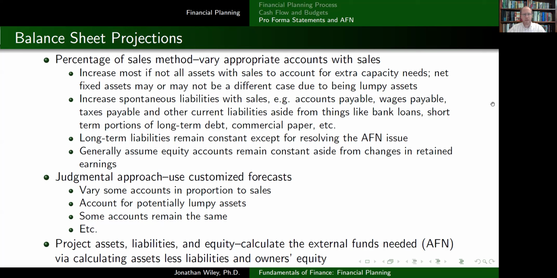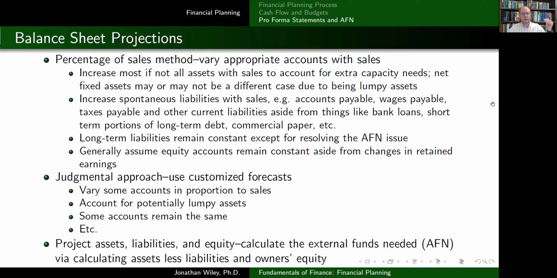Commercial paper is basically short-term borrowing, but through the financial markets. Basically it's issued in the financial markets. And again, that's not going to vary just because I sold more product or services. That's going to vary if I issue more commercial paper. So that's not going to vary with sales. That's going to be a separate item.